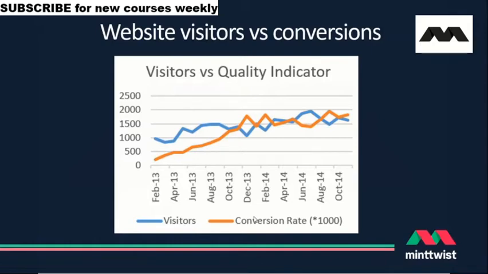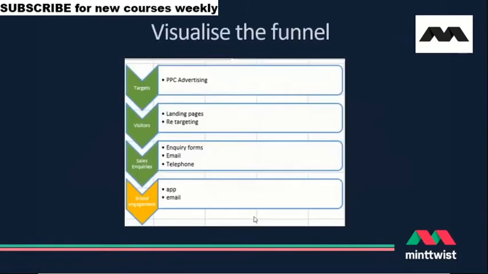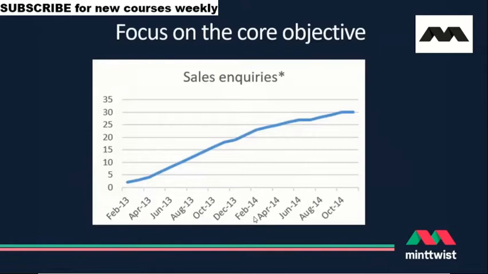We definitely want to show the movements of results. In this case, we said we're tracking and reporting on website visitors and conversion rate, so the rate at which they convert into sales inquiries. We want to visualize the funnel on our dashboard. So what are we doing to reach targets? What are we doing to convert them? And then obviously the core objective, in this case, it's sales inquiries.